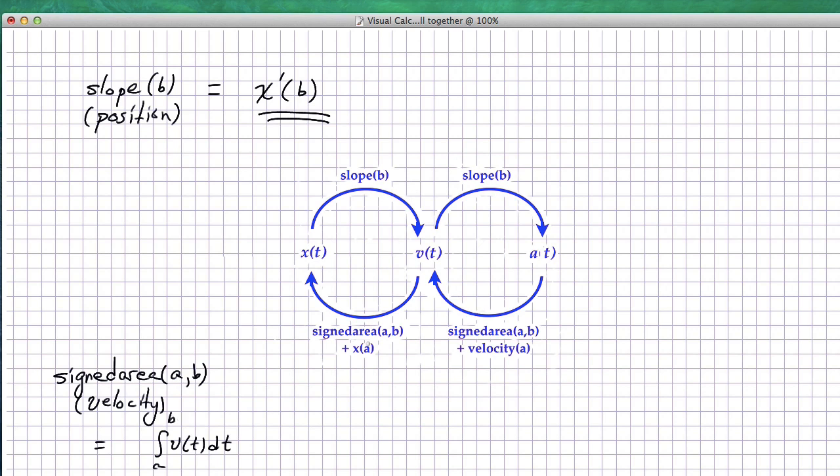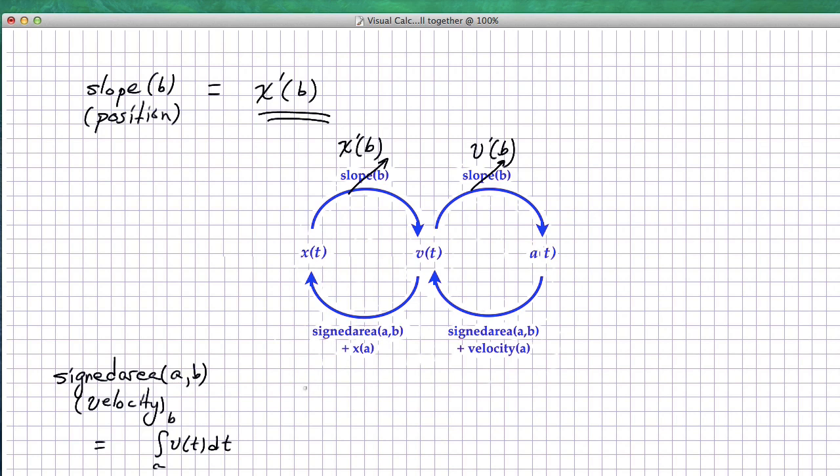So now let's rewrite what we've got here. So our diagram is going to be changed now. We're going to rewrite this as slope of the position curve at t equals b. We'll rewrite this as slope of the velocity curve at t equals b.